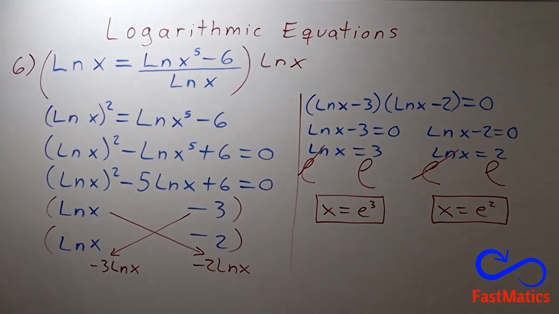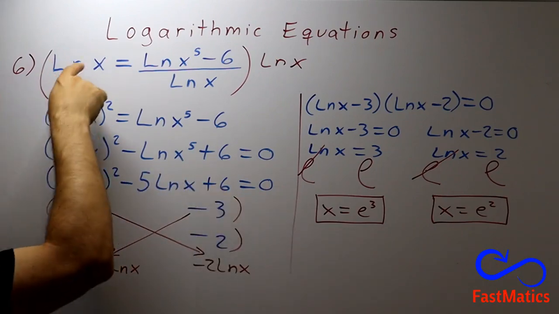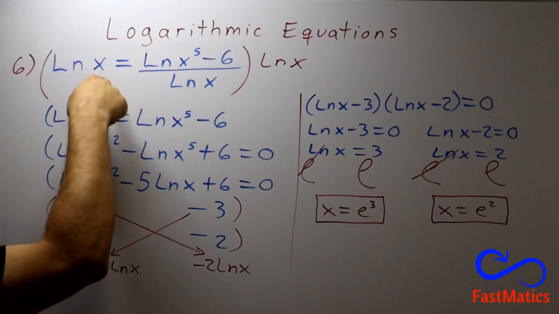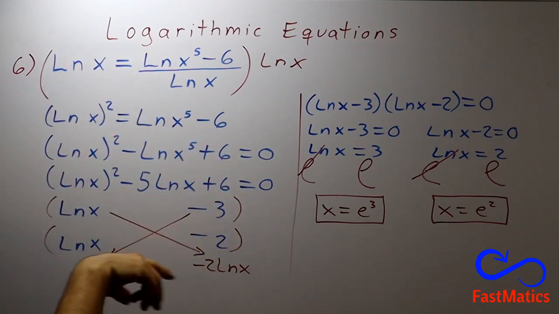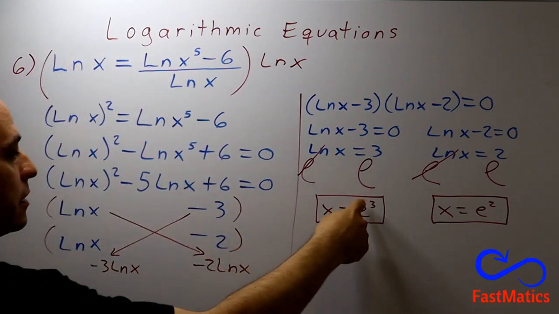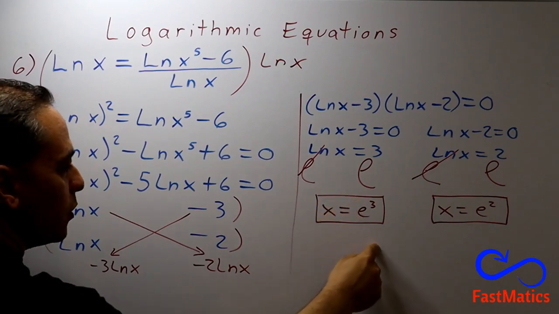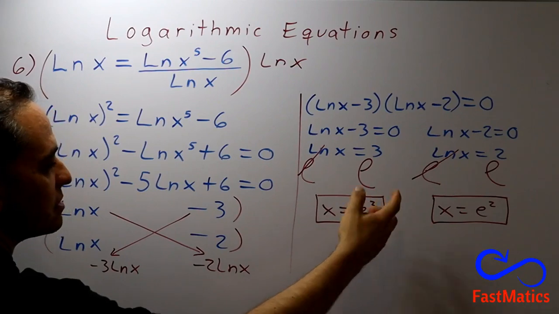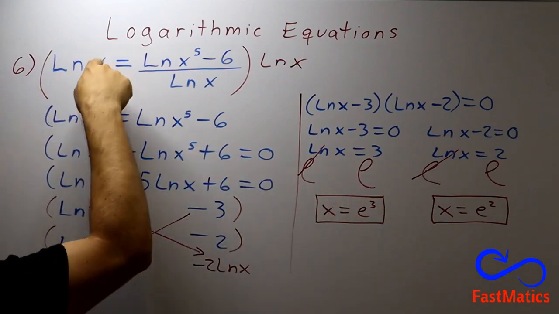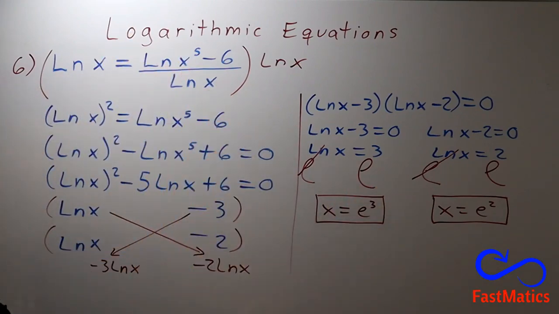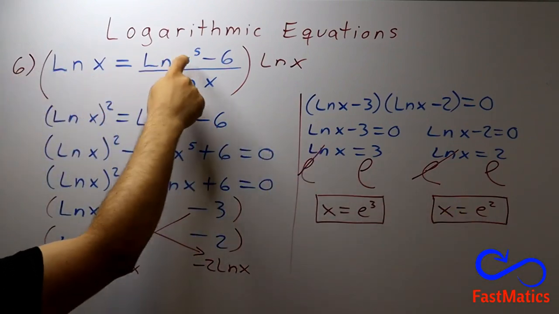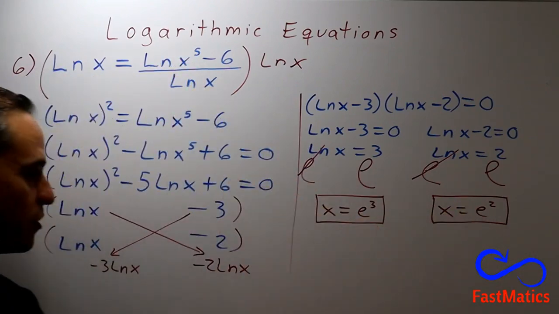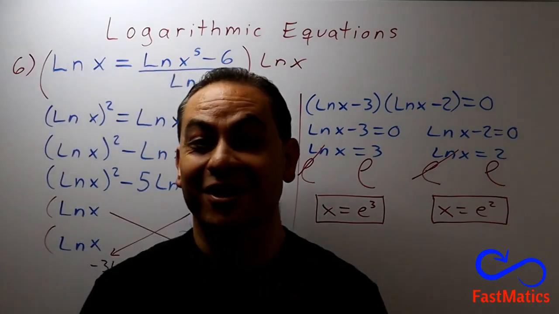And very, very important, in logarithmic equations, we must verify that we are not getting ln of 0 or ln of a negative number. Here, 2.71828 to the power of 3 is a positive number. Ln of a positive number, no problem. And here the same, no problem. Those are the answers of this exercise.